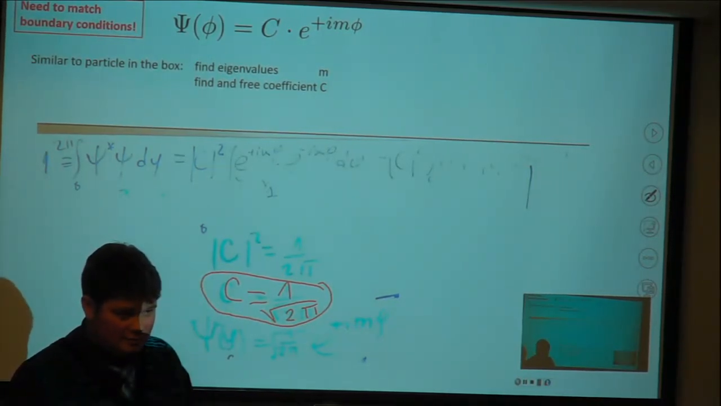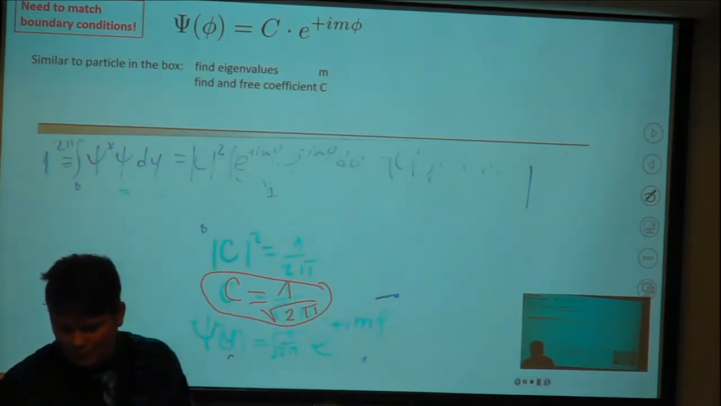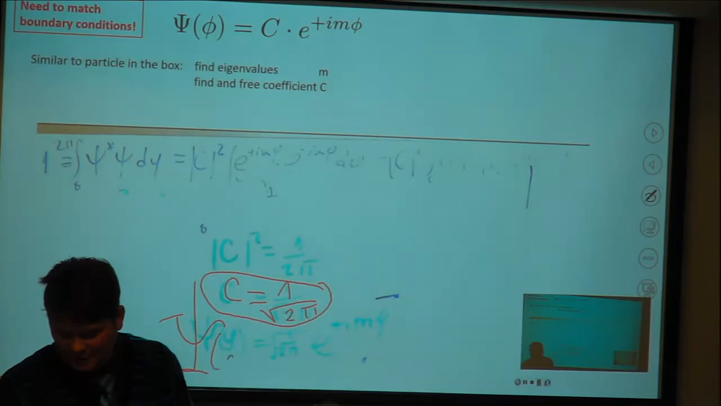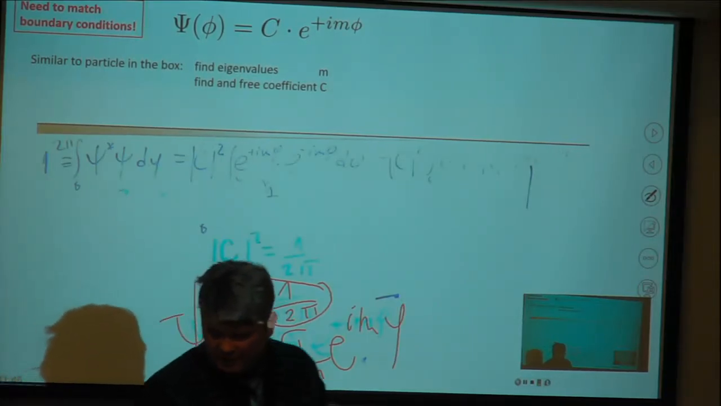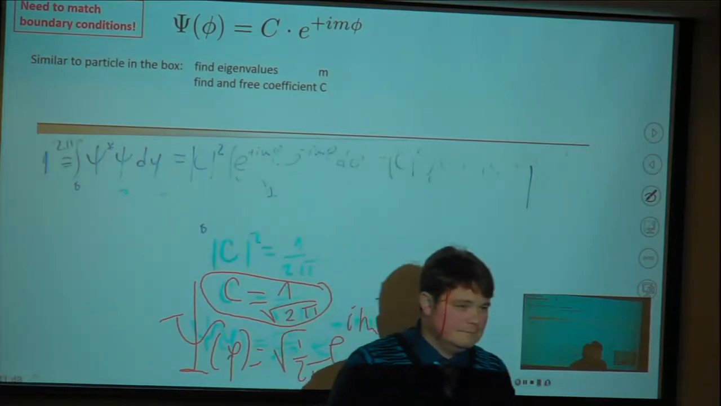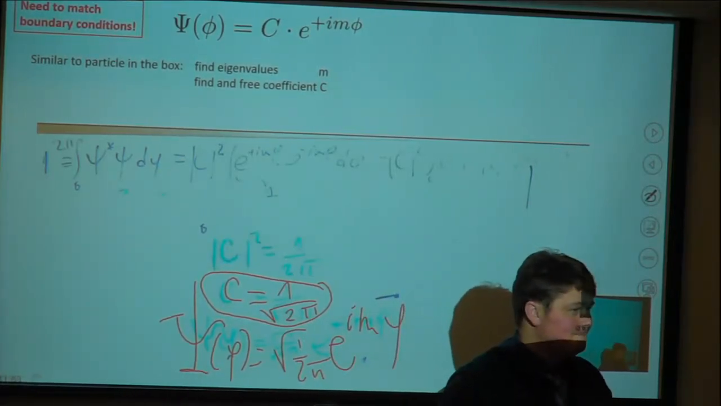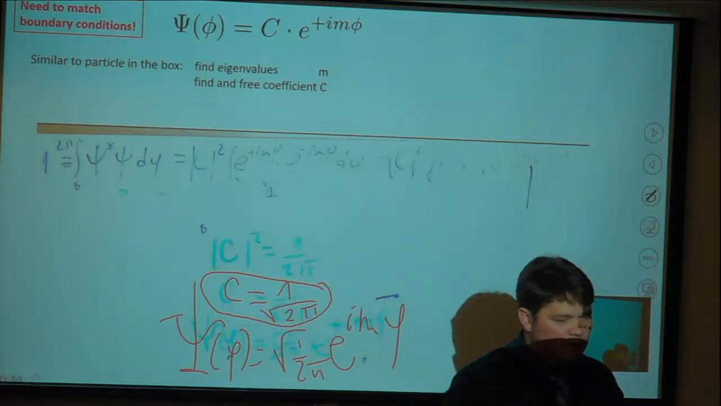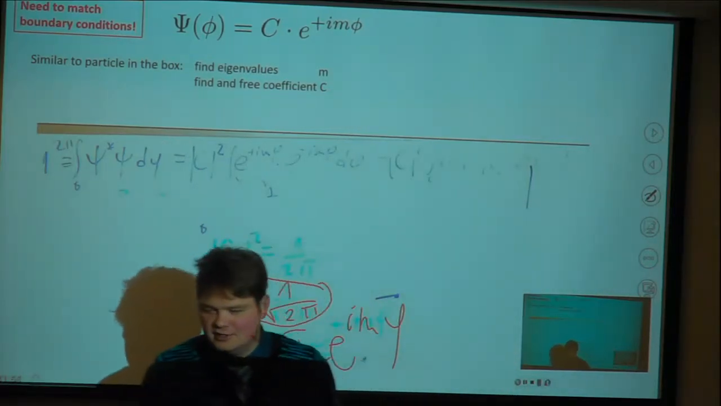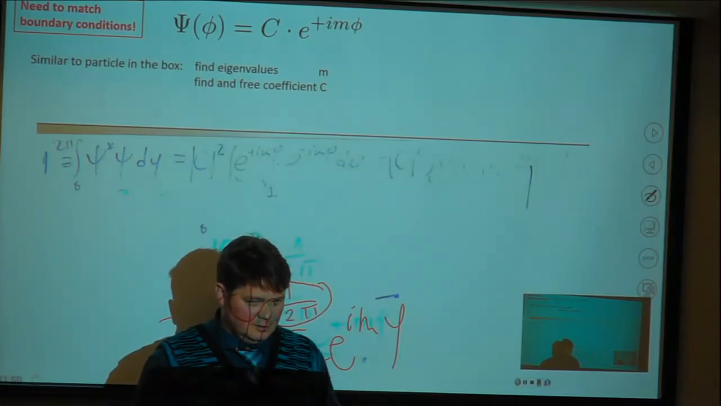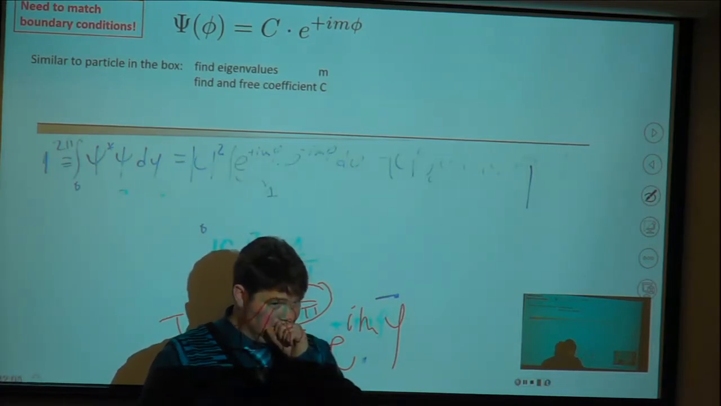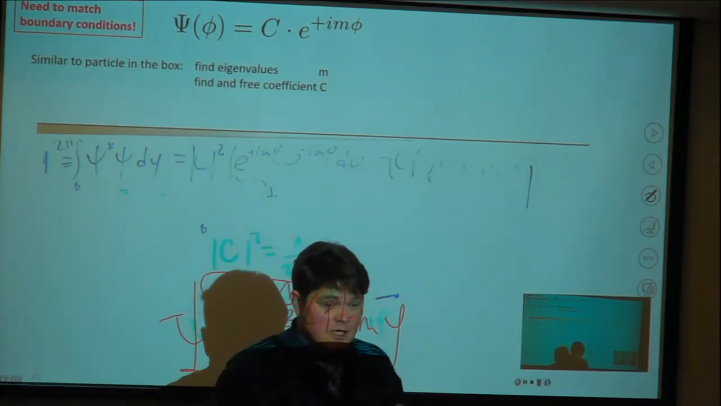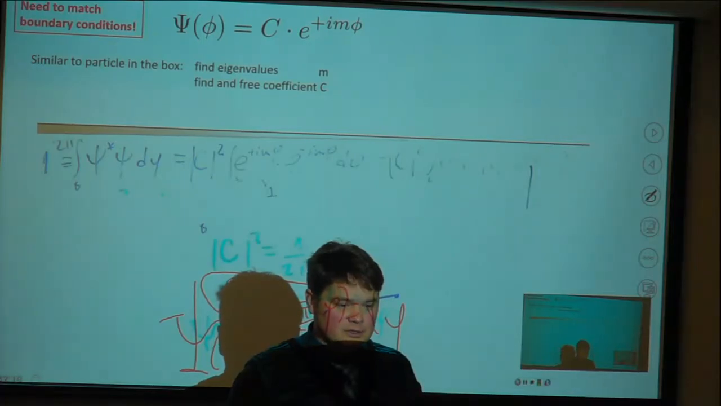No cheating. Trivial. So the wave function is psi of phi equals the square root of 1 over 2 pi, e to the i m phi. How do we find m? Were you exposed to solving some such problems in your previous life in this course? The fact that it's a circle. How does it correlate with the particle in the box?